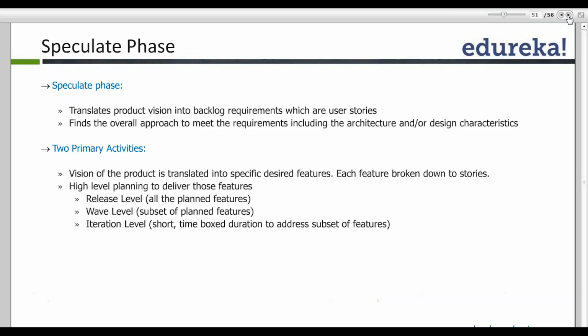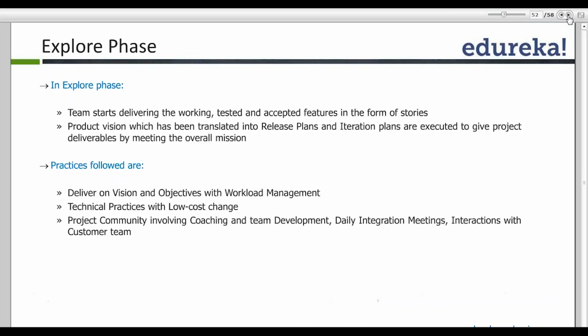Okay. In the explore phase, we start working on the project and we start delivering user stories. So once my plan is ready, in the iteration, I start doing the work. And once my work is completed, I give a demo of that work to my product owner. So the team starts delivering the working, tested and accepted features in the form of user stories. And whatever plans I have developed are executed, and we construct the project deliverables, which are then shown to the customer or to the product owner.